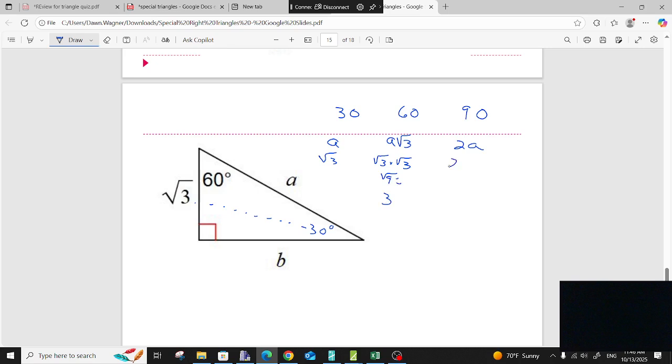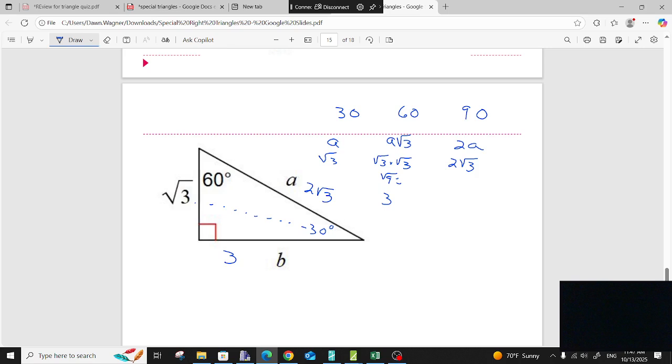And this one would be 2 square root 3. And you just write it. That's right, 2 square root 3, because A is square root 3, so you just substitute it in. So this one over here is 3, and this one over here is 2 square root 3.